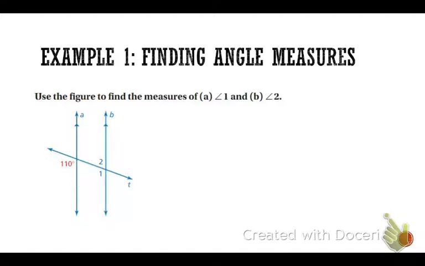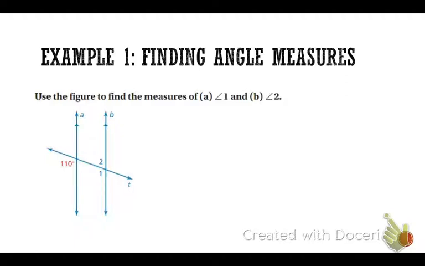Well, can I prove that anything is vertical to 110? Is anything over here, any numbers over there? No, not on this intersecting point. So nothing is going to be vertical or adjacent. However, can I connect angle 1 or 2 to 110 by proving that it's corresponding?